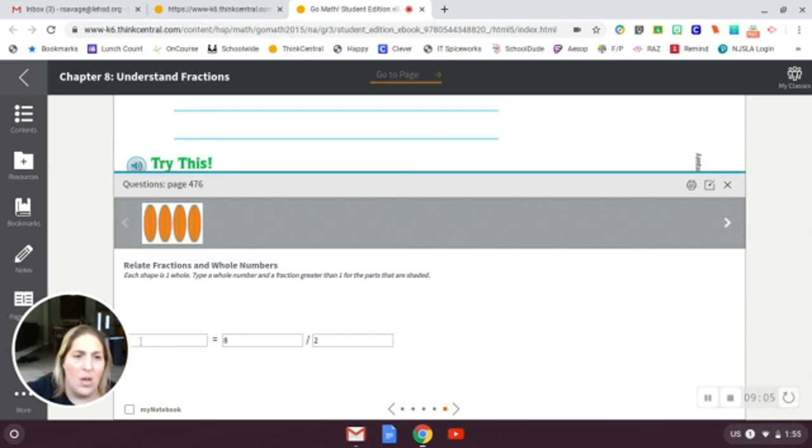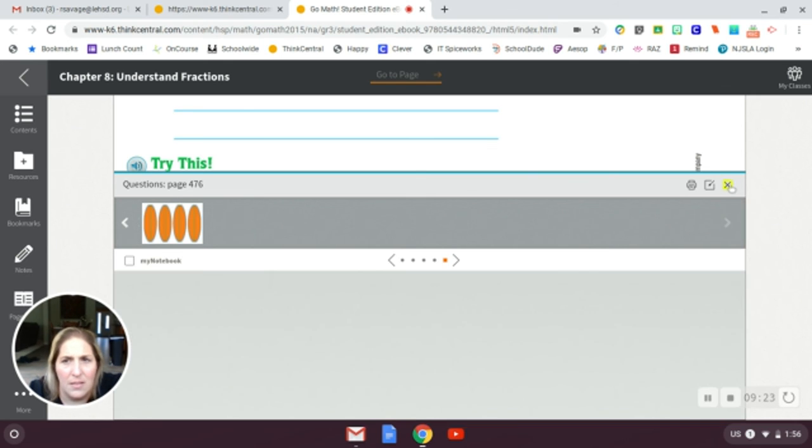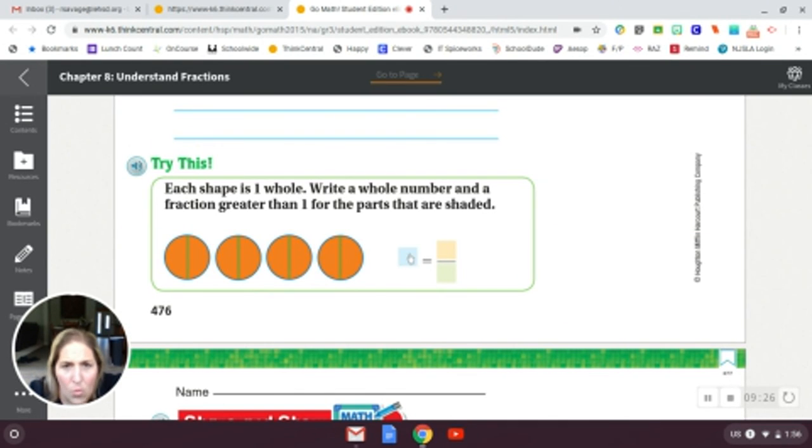8 of them. Or the whole number, how many whole basketballs are there? I see 1, 2, 3, 4. So that is 4 wholes. 1, 2, 3, 4. And my denominator is 2 because I break each of these into 2, and it's 1, 2, 3, 4, 5, 6, 7, 8. 8 halves.